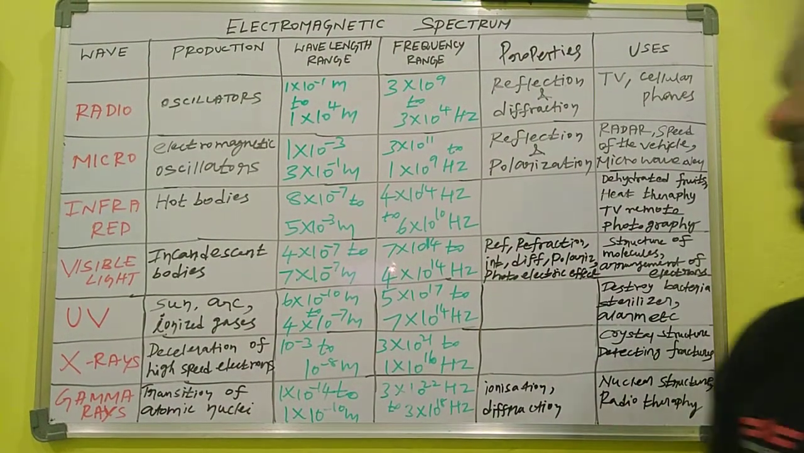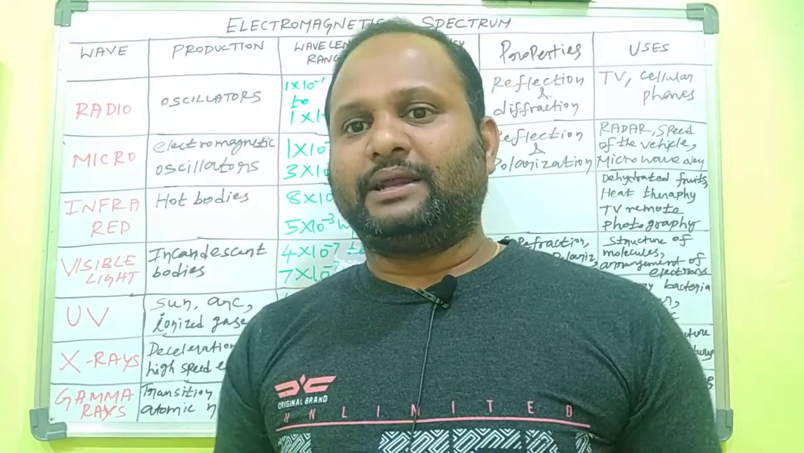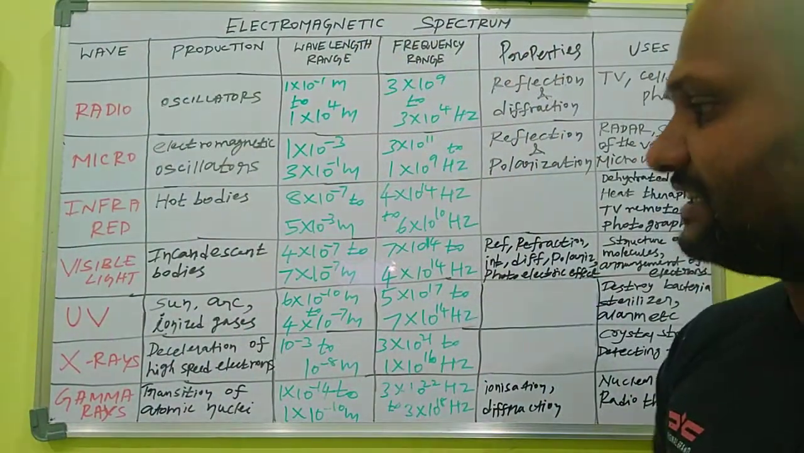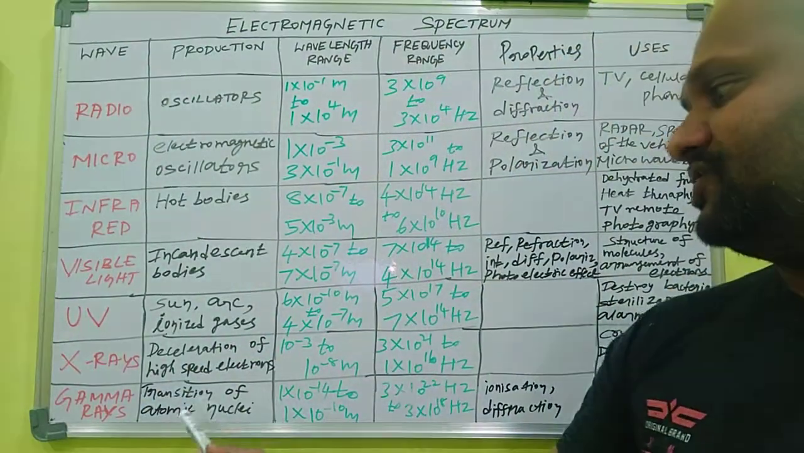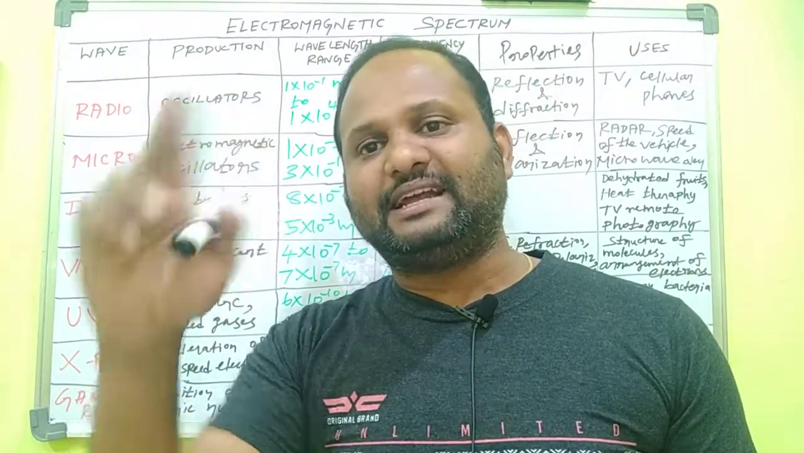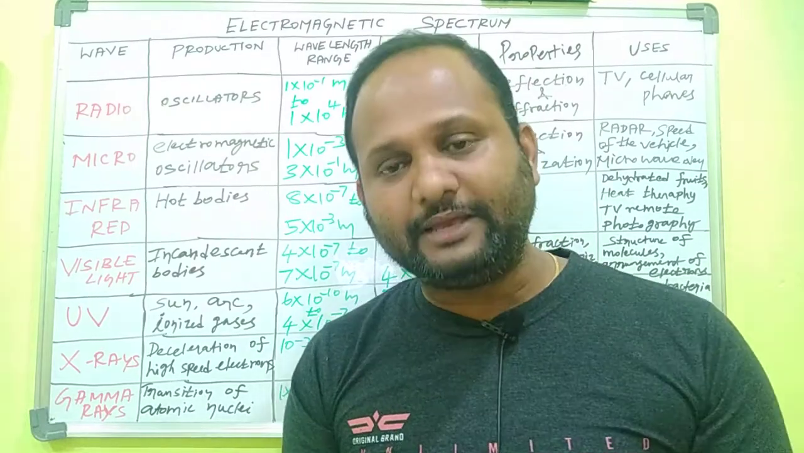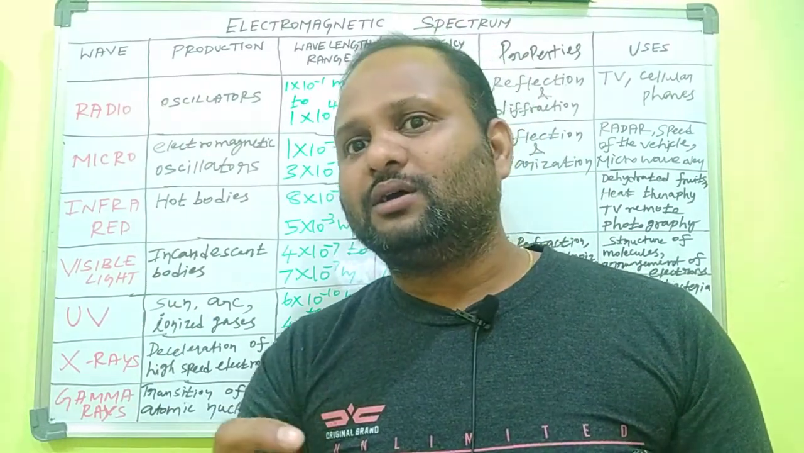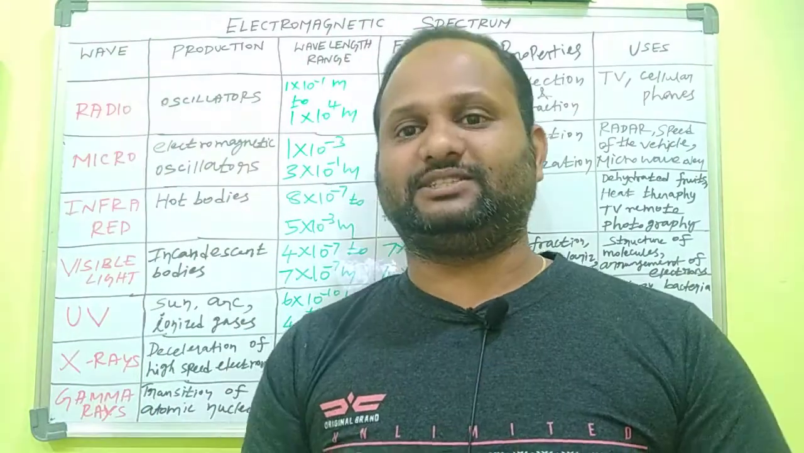The next, the last one, is gamma rays. Gamma rays are one type of rays which have one special character. I will tell you. Transition of atomic nuclei. It can be produced by the transition of atomic nuclei, not atoms. Transition of atomic nuclei, and also the disintegration of some elementary particles.